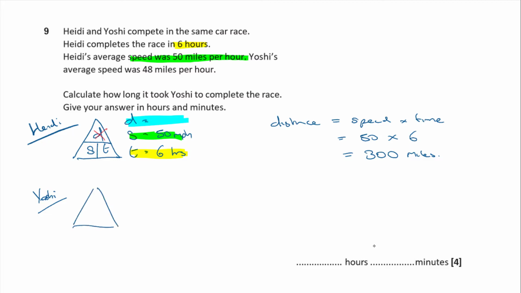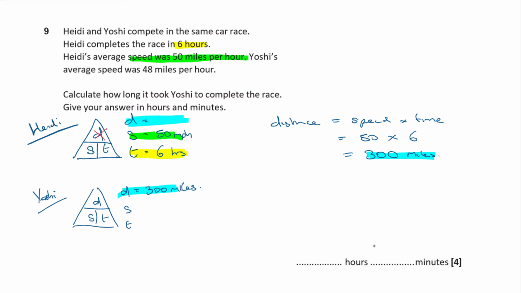Again, distance, speed, time triangle for him, or her, I don't know what Yoshi is. What have we got here? Distance, speed, time. Now, it's the same circuit or the same race, so the distance is going to be the same, isn't it? So that distance there is my distance. So that's going to be 300 miles.